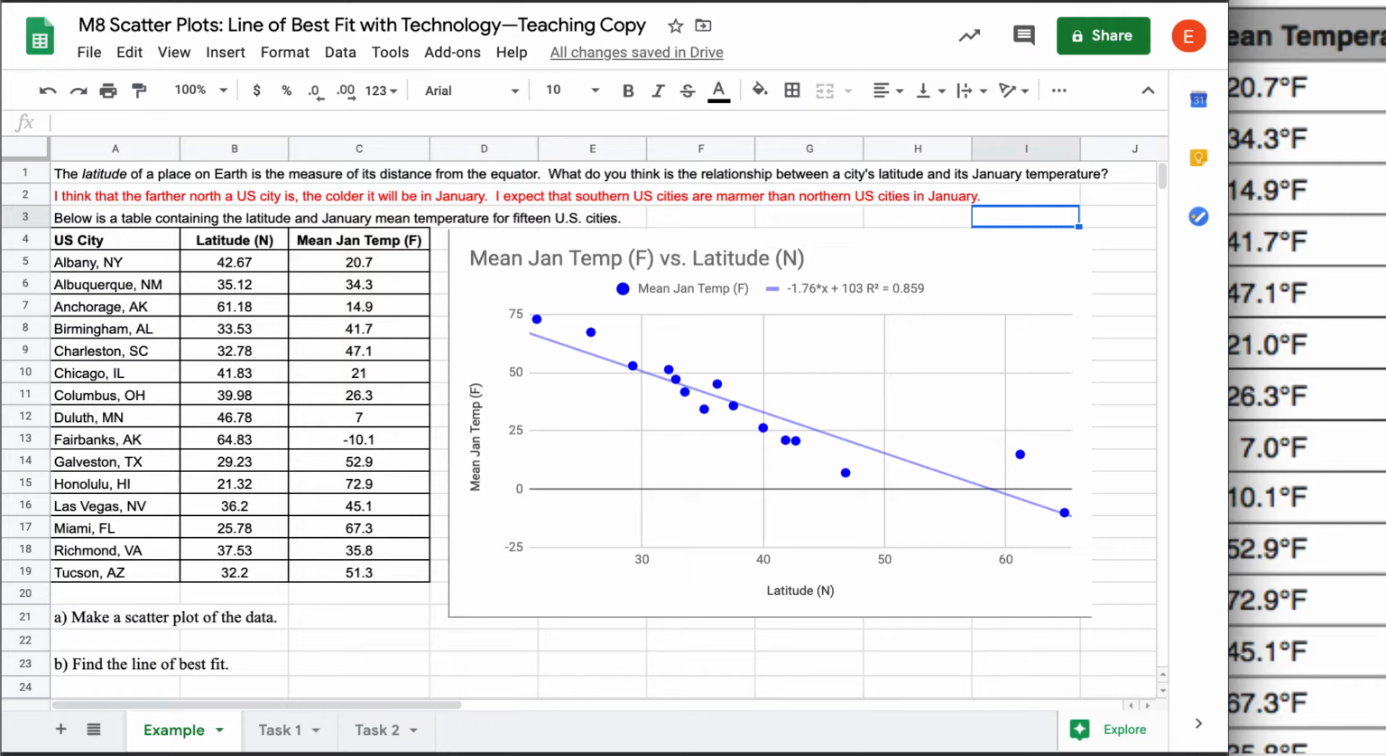So let's do some work with that. I need to make a scatter plot of the data. I'm going to say that I'm done with that.